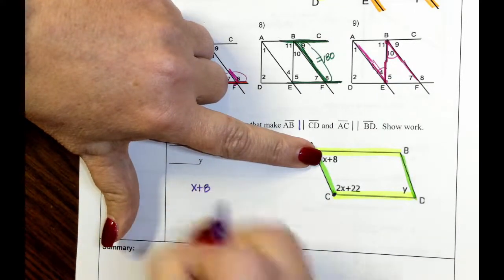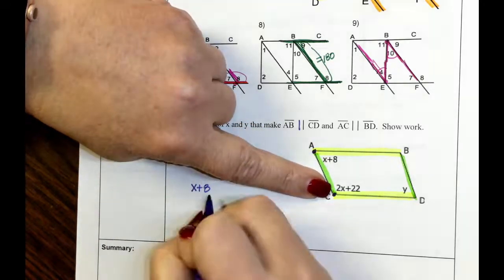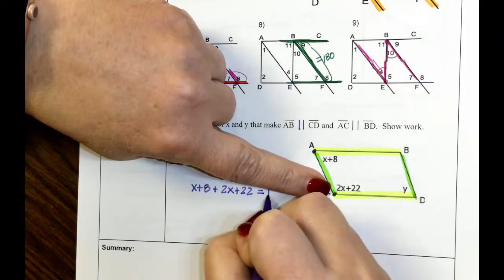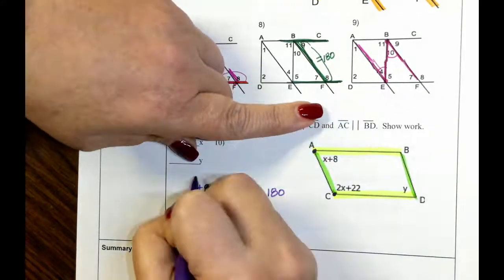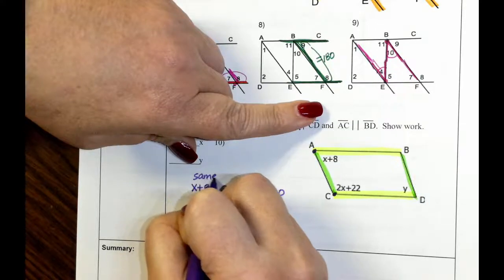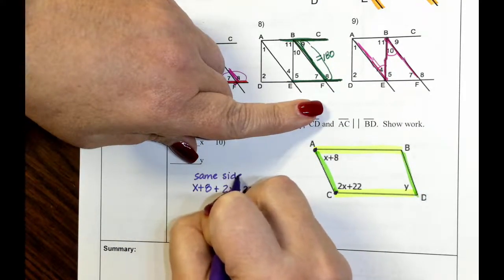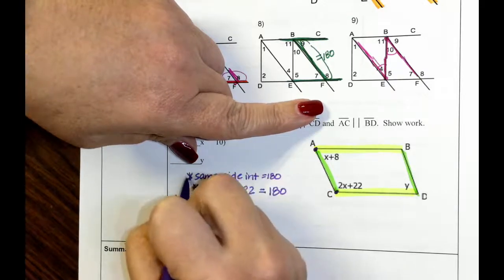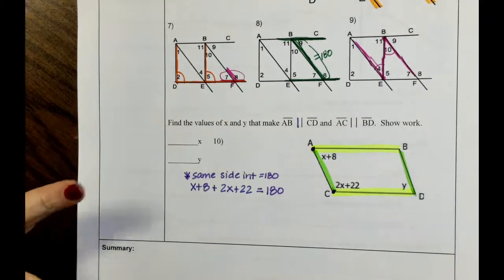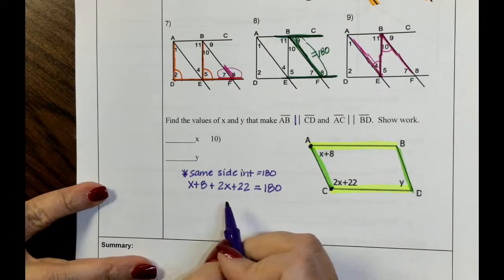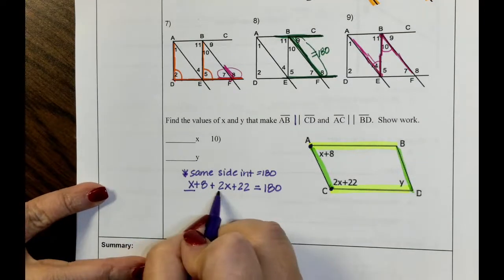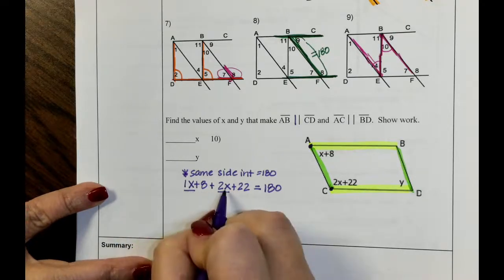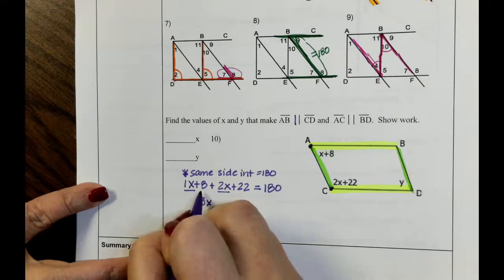We're going to combine our like terms. These are both on the left-hand side, so we'll combine our like terms. 1x plus 2x is 3x. We'll combine these two also. 8 plus 22 is 30, equals 180. We need to isolate our variable. So we have to subtract 30 from both sides. You get 3x is equal to 150. Do the inverse, divide both sides by 3, and you get that x is 50. So we know that x is 50.